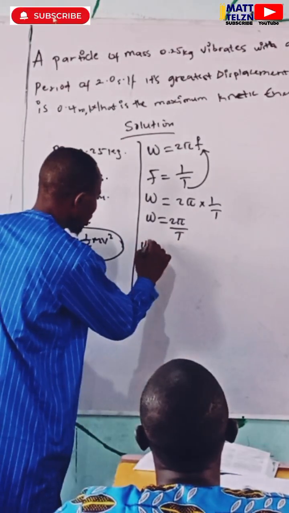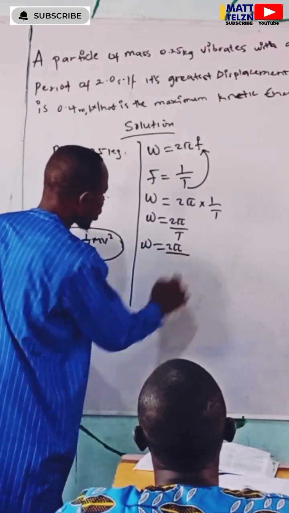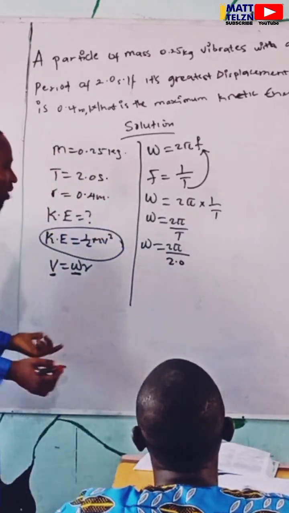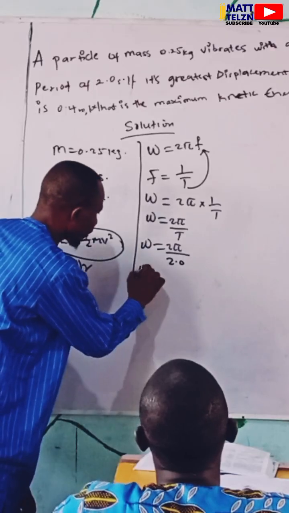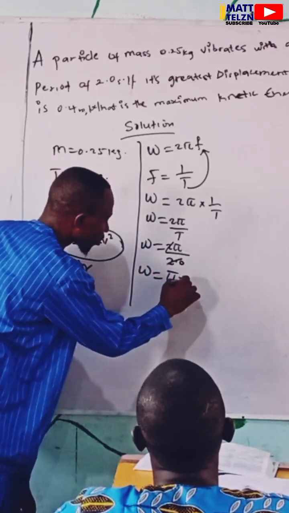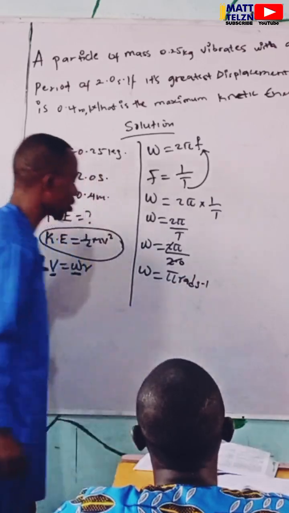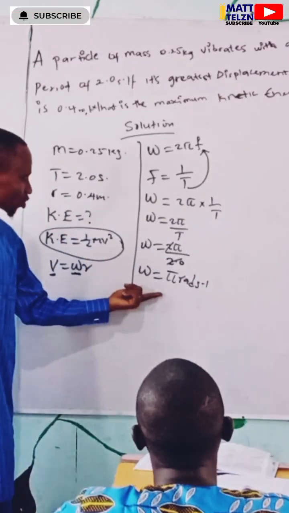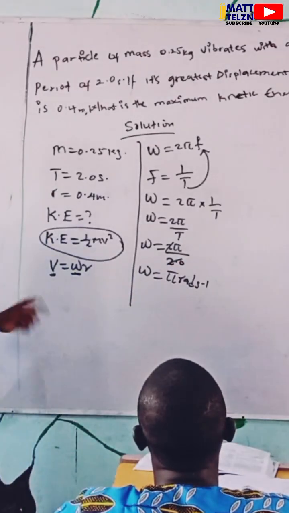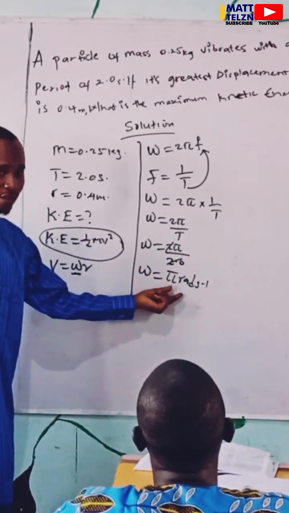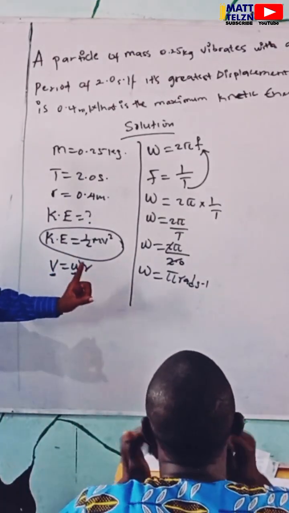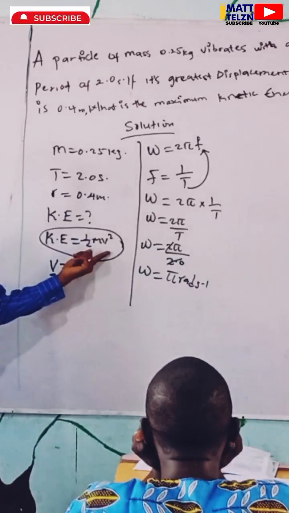So this is equal to 2 pi over my period, which is 2.0, the same thing as 2. So the 2 will cancel the 2, and I have pi rad per second. So our angular velocity is pi rad per second. Now we've calculated our angular velocity. The next thing is we are going to calculate our linear velocity, then we take it back to the equation of kinetic energy.